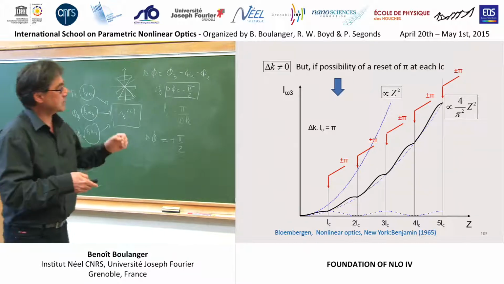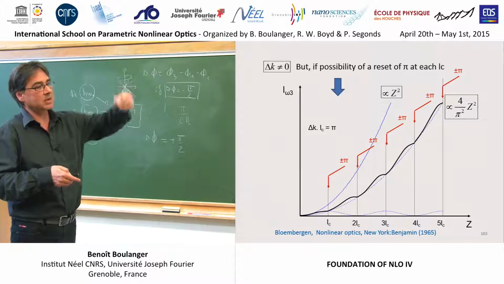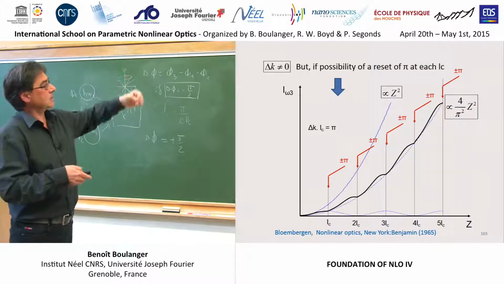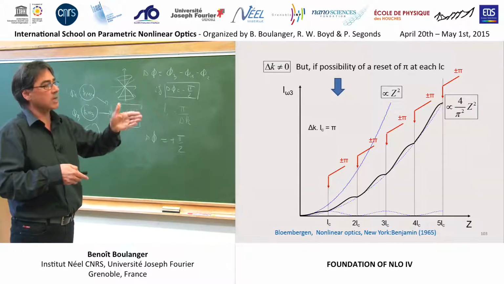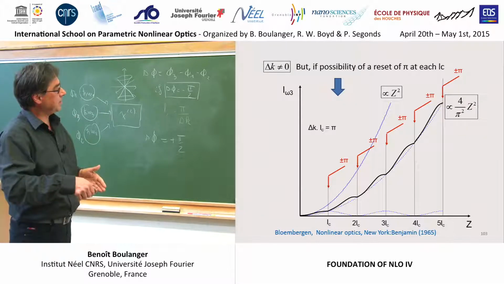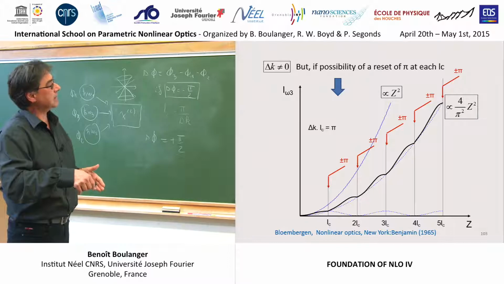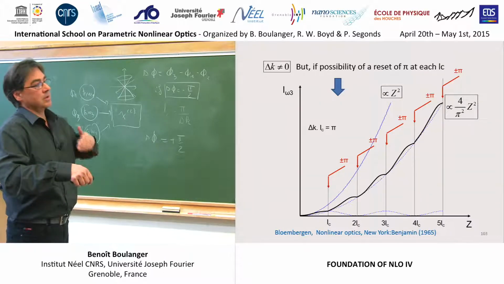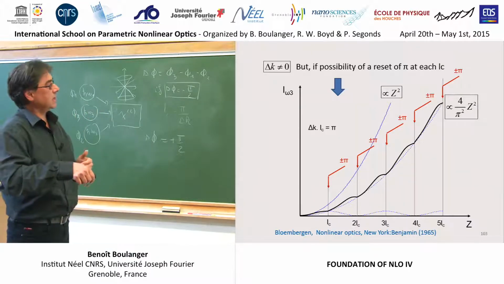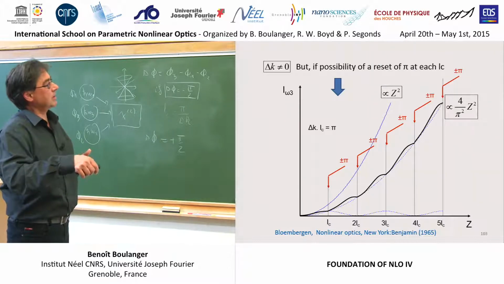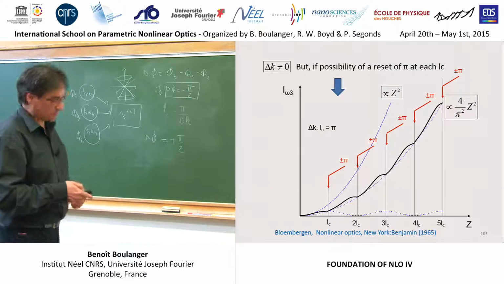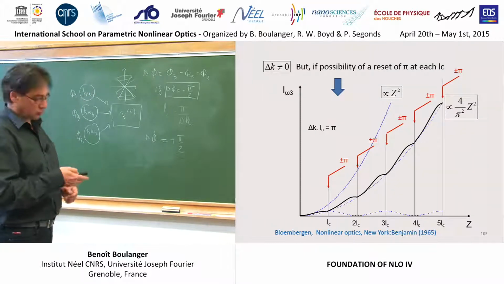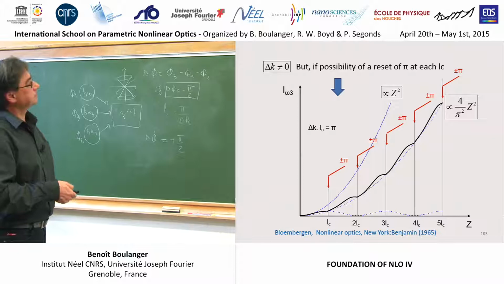But you see that if you can make a reset of phase of plus or minus pi at each coherence length, you will be able to have constructive interference at each coherence length. So we'll discuss this point. Marty will discuss this point tomorrow.